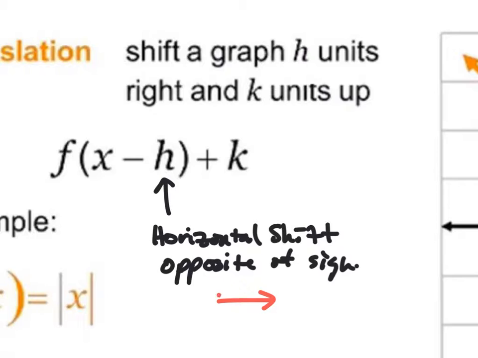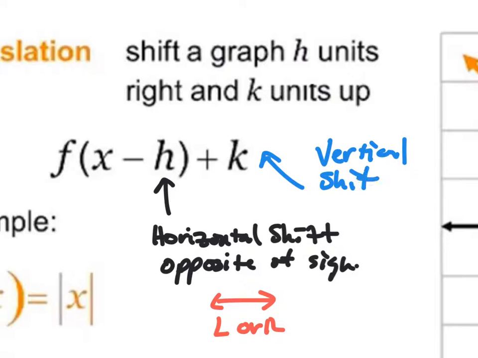Okay, it's going to go in this direction, left or right. But the k, this value, is a vertical shift. This means we're going to shift it up or down. And this one stays with the sign, so this is the same as the sign.